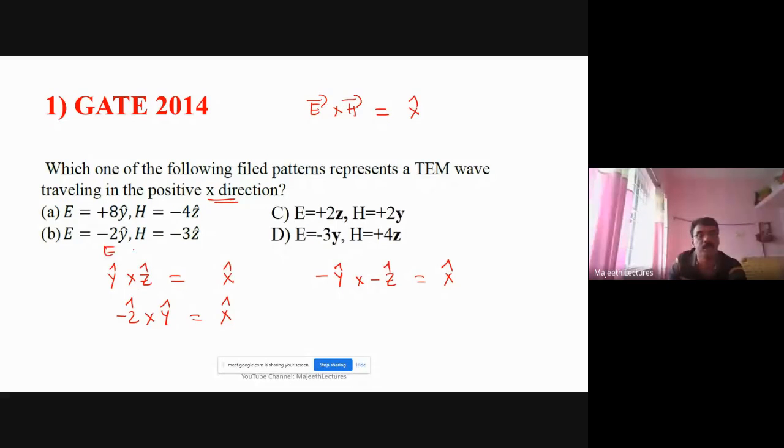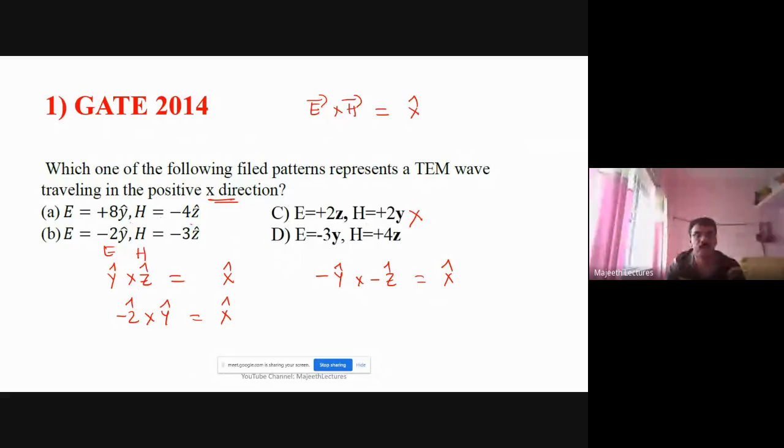So this is E, this is H. E is equal to plus y plus z, plus y minus z, plus y. No, this is wrong answer. This is not possible. Right? Z must be minus. So this is wrong.